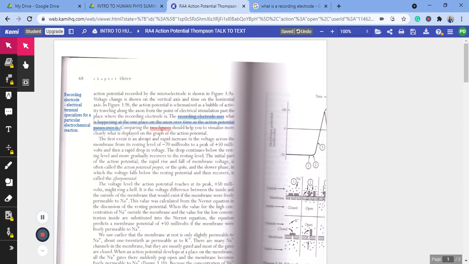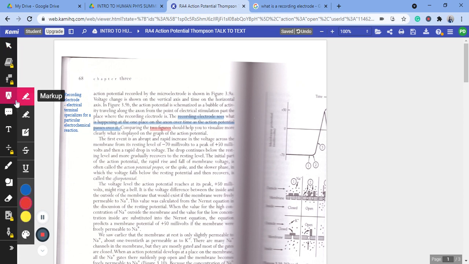So the first event is an abrupt and rapid increase in the voltage across the membrane from its resting level of negative 70 millivolts to a peak of positive 50 millivolts, and then a rapid drop in voltage. The drop continues below the resting level and more gradually recovers to the resting level. The initial part of the action potential, the rapid rise and fall of membrane voltage, is often called the action potential proper, or the spike. The lower phase, in which the voltage falls below the resting potential and then recovers, is called the after potential.